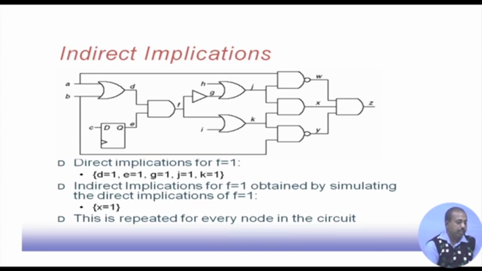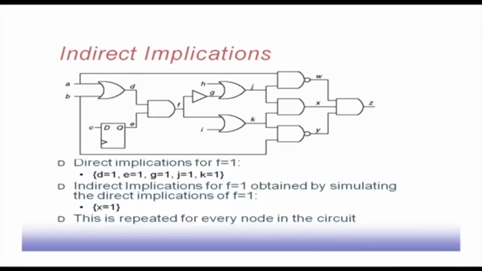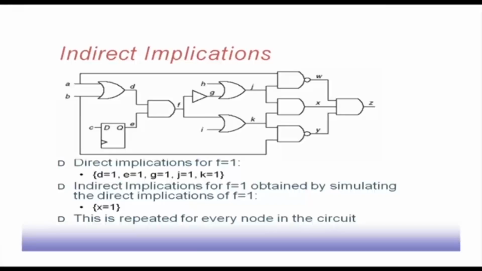So, that is direct implication and indirect implication. If we repeat this for all nodes in the circuit, in this case we have shown only the line f equal to 1, like d, e, j, k, w, x, y and z, then for every node we have an idea about what will happen if I set that particular node value to 1 or to 0. That way it becomes easier in the test generation process.